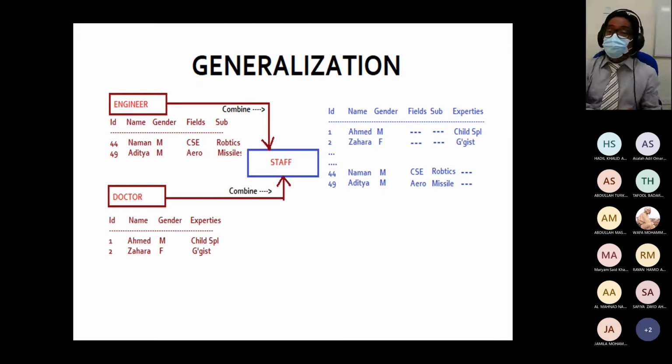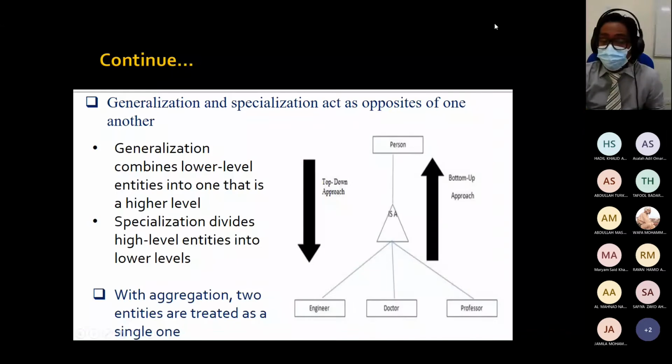Now we know specialization. What about generalization? It's the reverse. If we're coming from a more detailed split, the specialized ones all belong to one higher-level entity, and that is staff. We could just combine them. Again, going to the meaning: generalization combines lower-level entities into one higher level. So it's very clear: engineer, doctor, and professor will go bottom up, and they will combine as one.